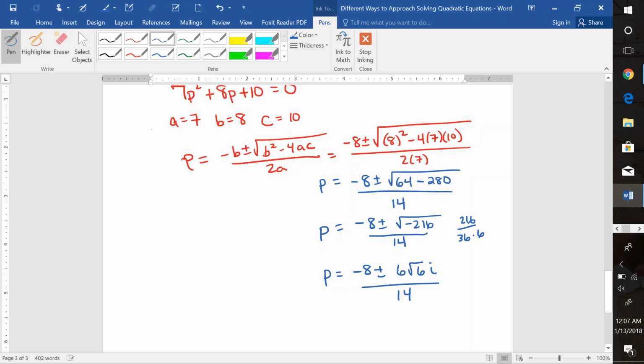And notice that all of my outside numbers are divisible by 2. So we need to reduce this down. So this is negative 4 plus or minus 3 on the square root of 6, i over 7. Now typically when we have an imaginary solution, we break it into its a plus bi format, just like we learned in the section that we covered on complex numbers. So this is negative 4 over 7 plus or minus 3 square root of 6 over 7 i.